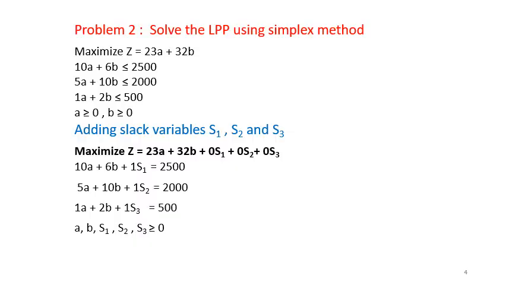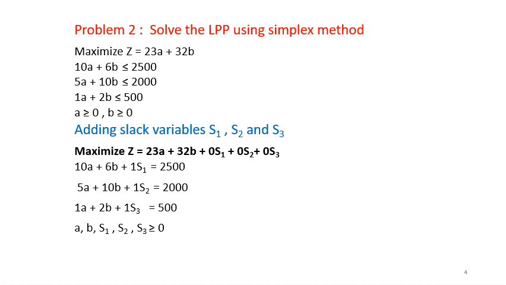In this problem, the problem given is again maximization. Maximization Z is equal to 23A plus 32B. So the decision variables are A and B here. The constraints are 10A plus 6B is less than or equal to 2500, 5A plus 10B is less than or equal to 2000, and 1A plus 2B is less than or equal to 500. So there are three constraints, two decision variables here.